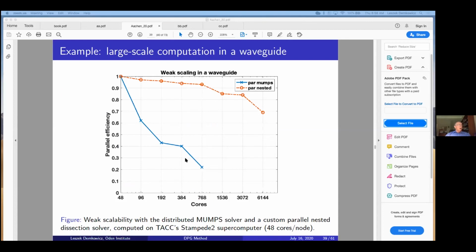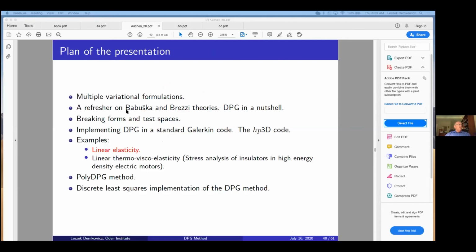So this is just one very quick example that I want to show you. This is Stefan's problem solving the Maxwell waveguide. If he uses MUMPS, then by the time he hits 768 cores, the parallel efficiency drops to 0.2. But when he uses his own custom-made solver, parallel nested dissection solver, he's able to maintain the 0.7 efficiency in a weak scaling. And that translates, as I said, again, into the possibility of solving problems with up to a billion degrees of freedom.